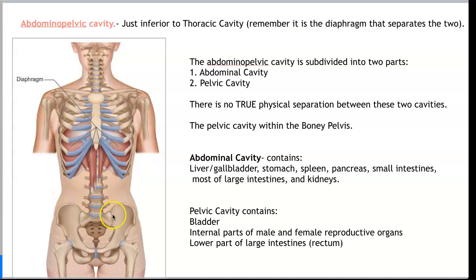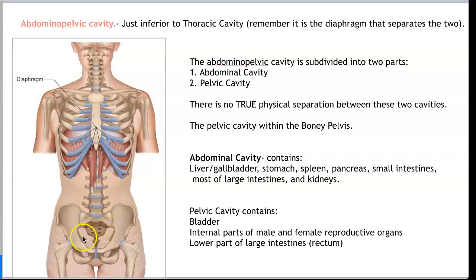What is protecting the abdominal cavity right here? Do you see any bony structures down here that are going to protect the abdominal cavity? No. So the abdominal cavity is somewhat vulnerable. You have muscle overlying it. You have skin. And depending on how much fat you have, some fat that could give you some protection too. But otherwise, there's no bony protection for the abdominal cavity.